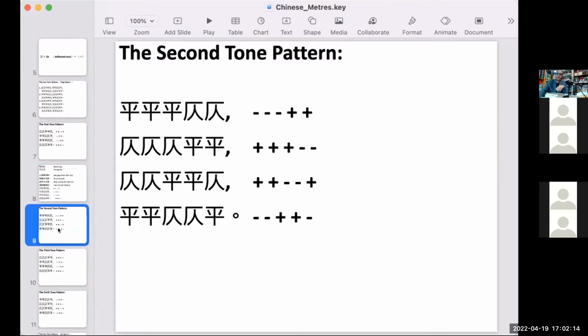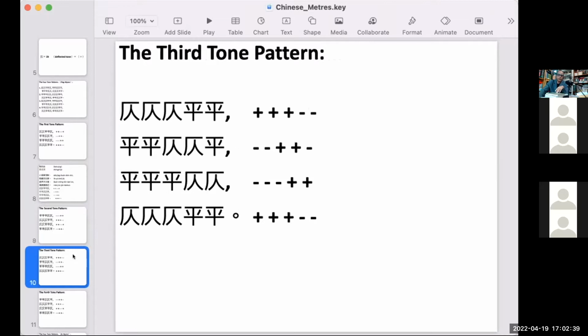The second tone pattern, this is the codes. This is the rhythm of the second tone pattern. It starts with three ping, ends with two zi, and then the second line is the opposite of the first line. Then there is variation in the third line, and the fourth line is the opposite of the third. There must be some variations, and we're going to explain that soon.